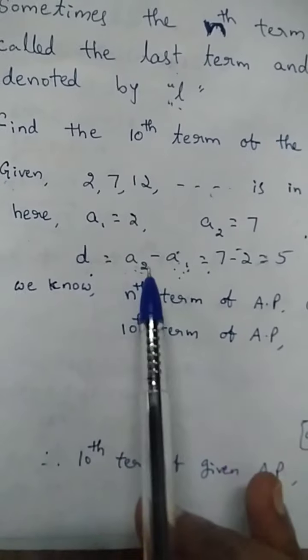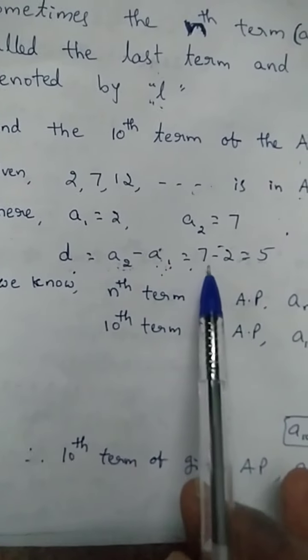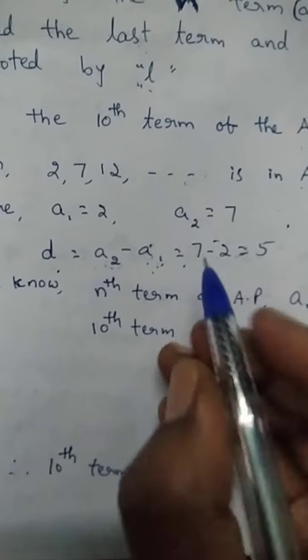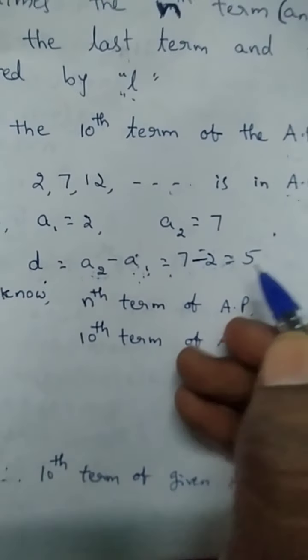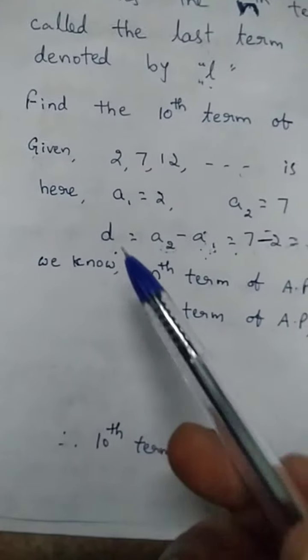Now the common difference d is equal to a2 minus a1, that is equal to 7 minus 2, that is equal to 5. 7 minus 2 is equal to 5. Now the common difference is 5.